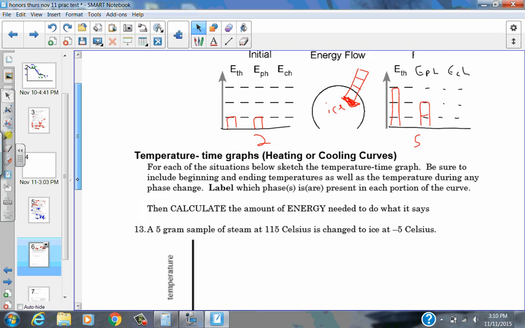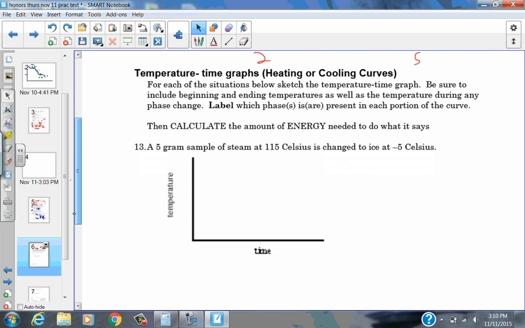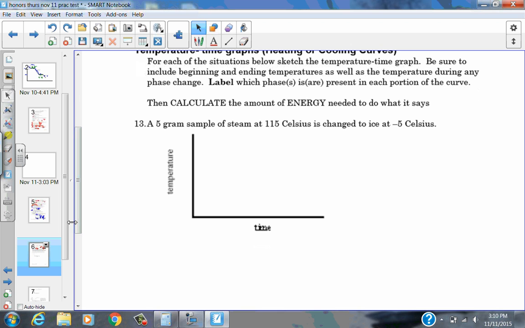Temp time graphs for each of the situations below. Sketch the temp time graph. Be sure to include the beginning and ending temps, as well as the temperature during any phase change. Label which phases are present in each portion of the curve. I do remember a lot of people just didn't read that direction. They just went into automatic mode last year. Calculate the amount of energy needed to do what it says. The directions say you have to do the graph and label it, but it's done for your own good.